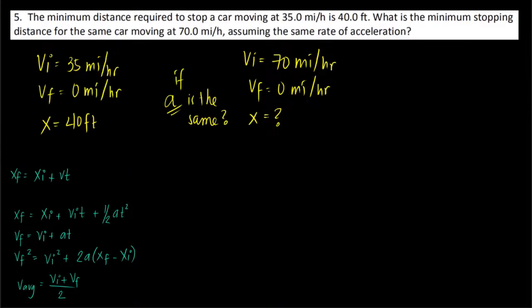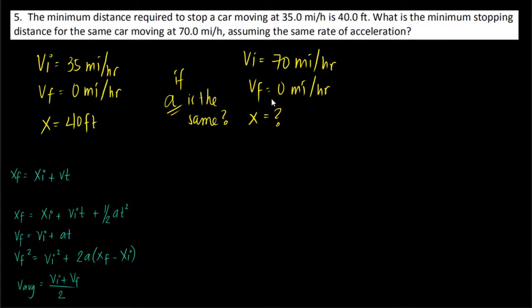Okay? Now, number 5. So, the minimum distance required to stop a car moving at 35 miles per hour is 40 feet. So, ang akon sina nga VI is 35 miles per hour. So, ginapastop mo siya, no? So, eventually, ang sina nga VF is going to be 0 miles per hour. Kag ang makover niya sina nga distance is 40 feet.